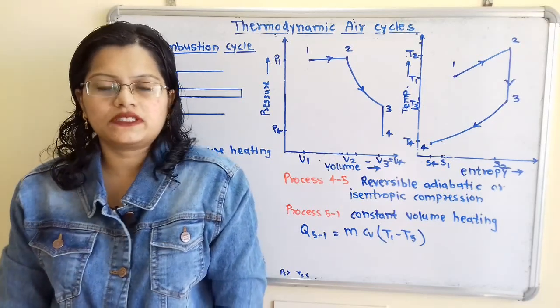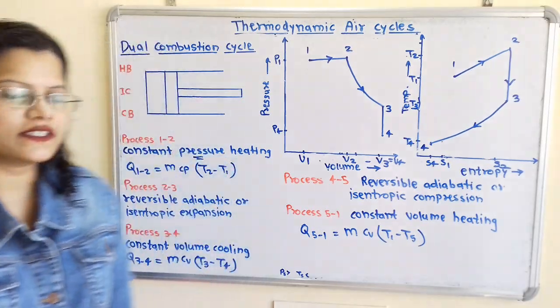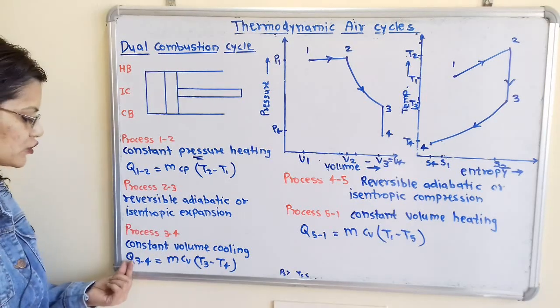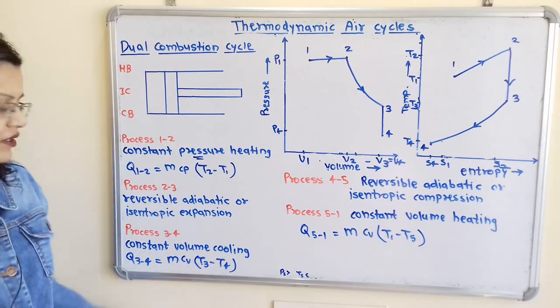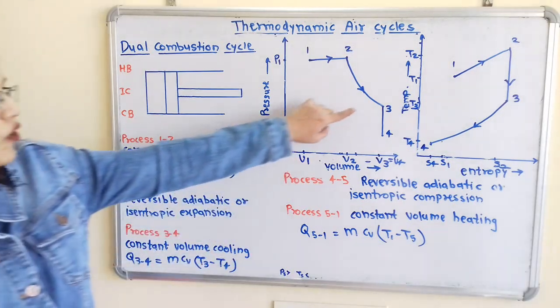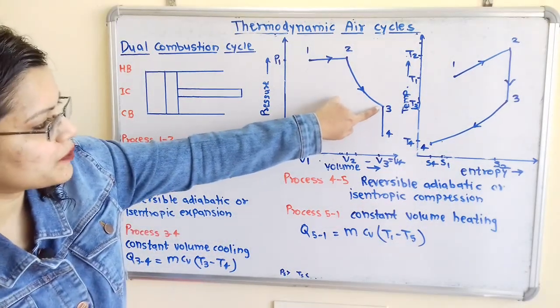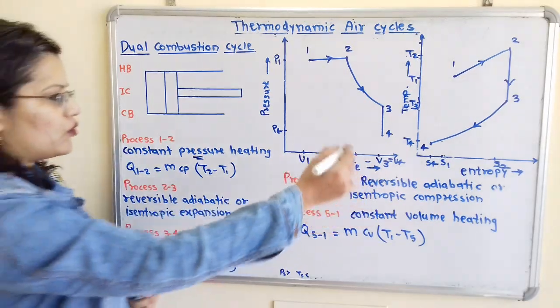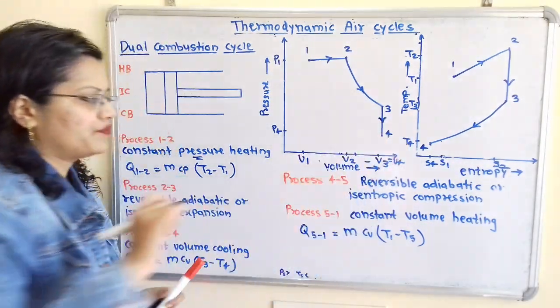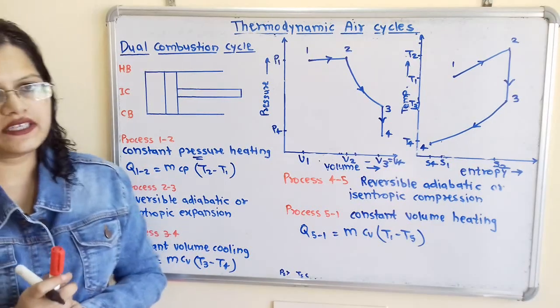During cooling process, heat is getting rejected. So what is that amount of heat rejected? That is Q34 is equal to mCV (T3 minus T4). Now here specific heat at constant volume, because process 3 to 4 is taking place at constant volume. So we will make here arrow. Now we will move for the next process.